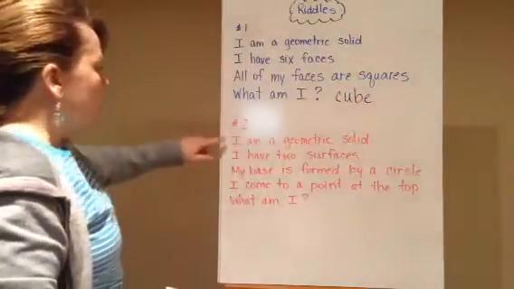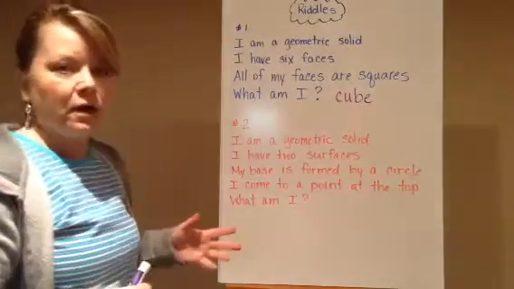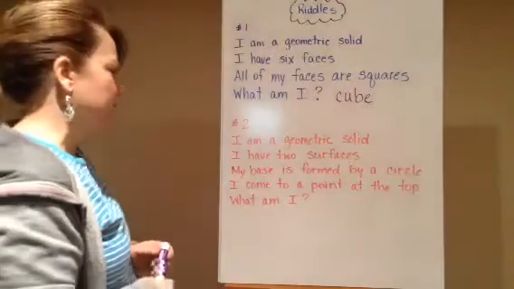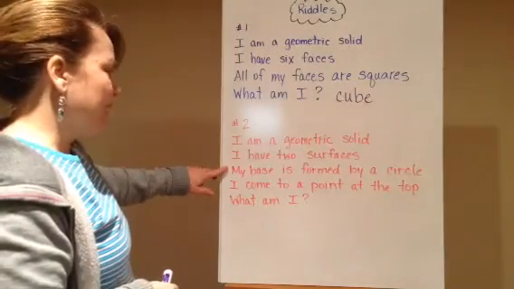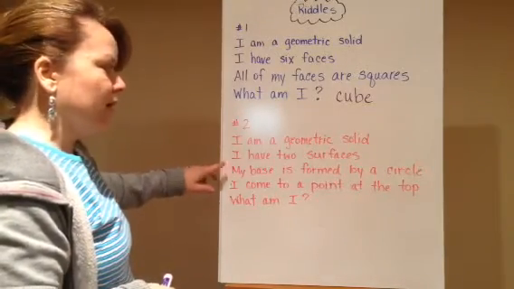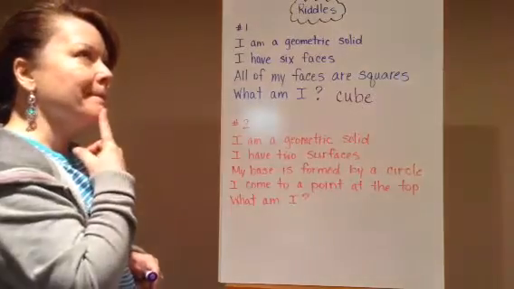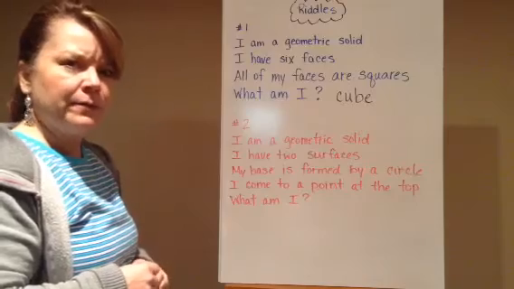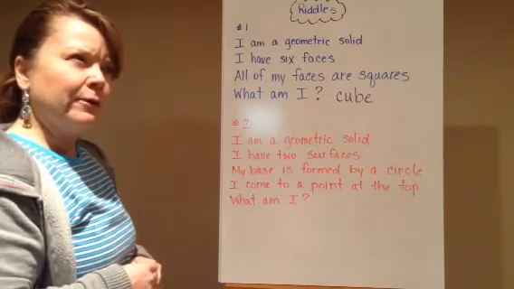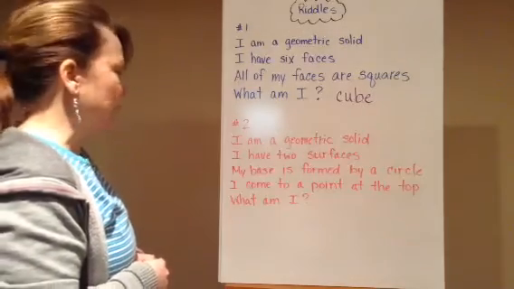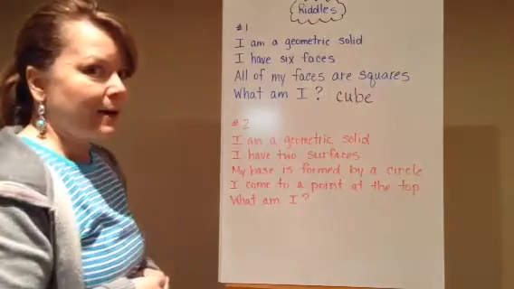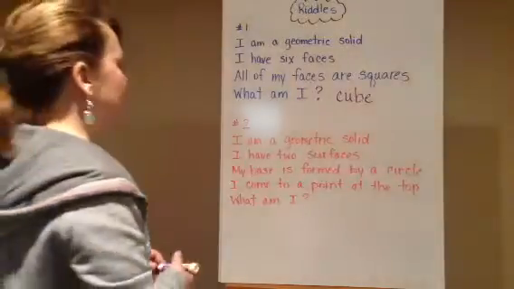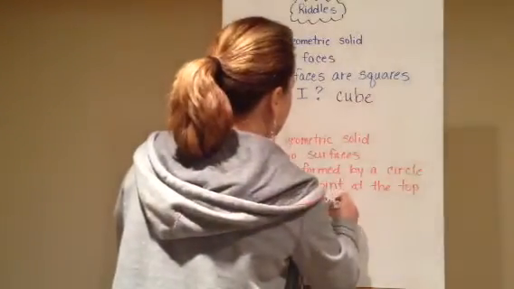Next riddle. I am a geometric solid. I have 2 surfaces. My base is formed by a circle. I come to a point at the top. This sounds kind of yummy. I wonder which one that is. What am I? Did you guess cone? Yes. That would be correct.